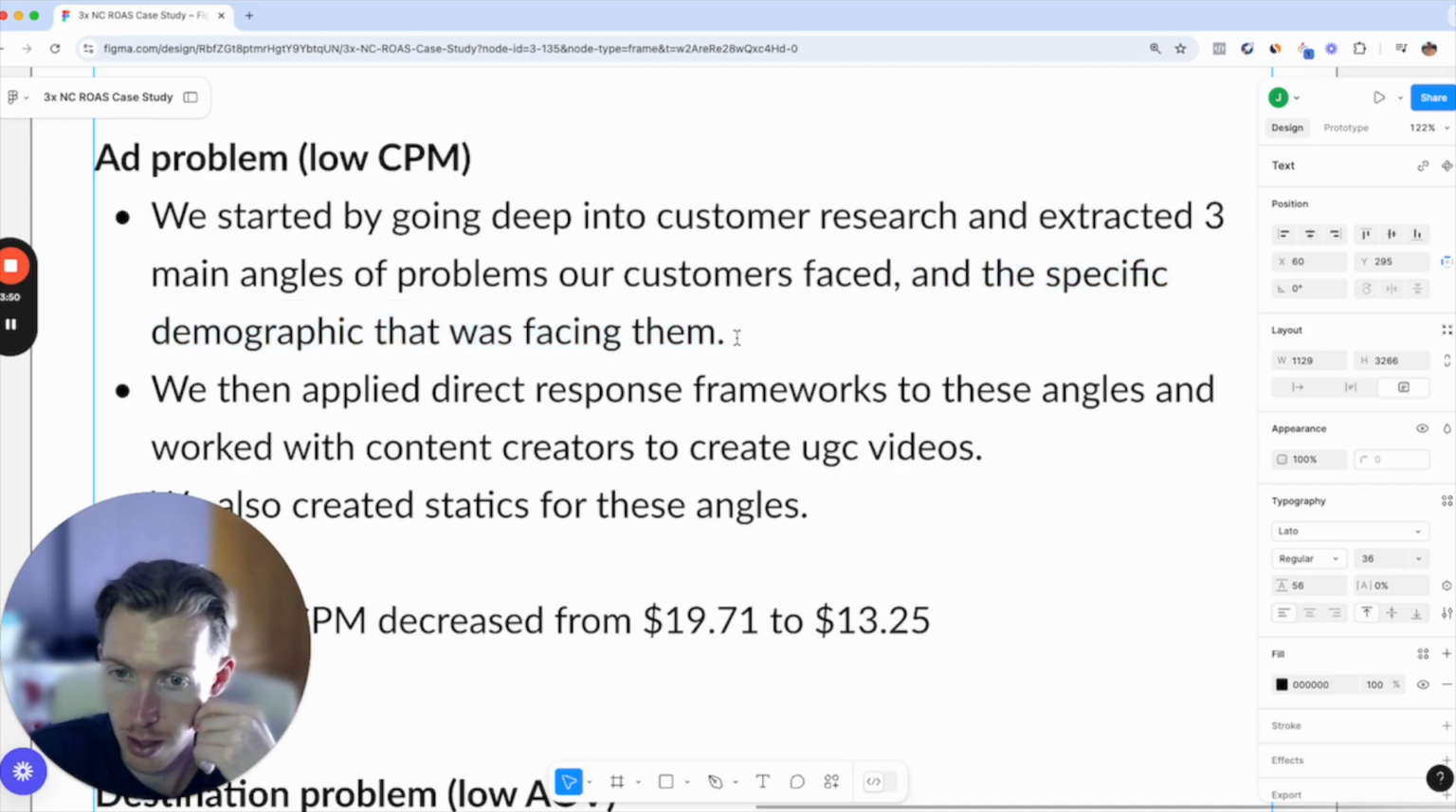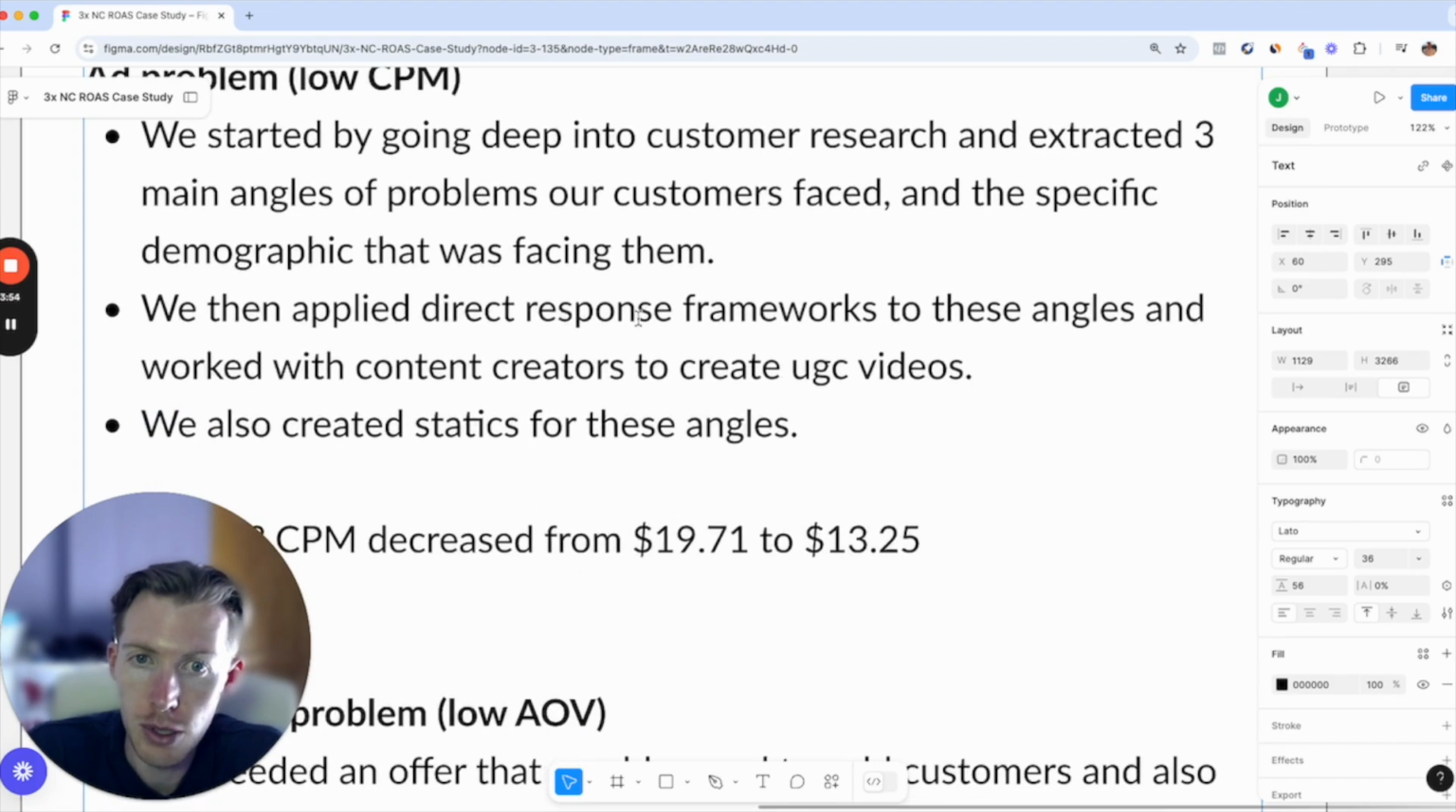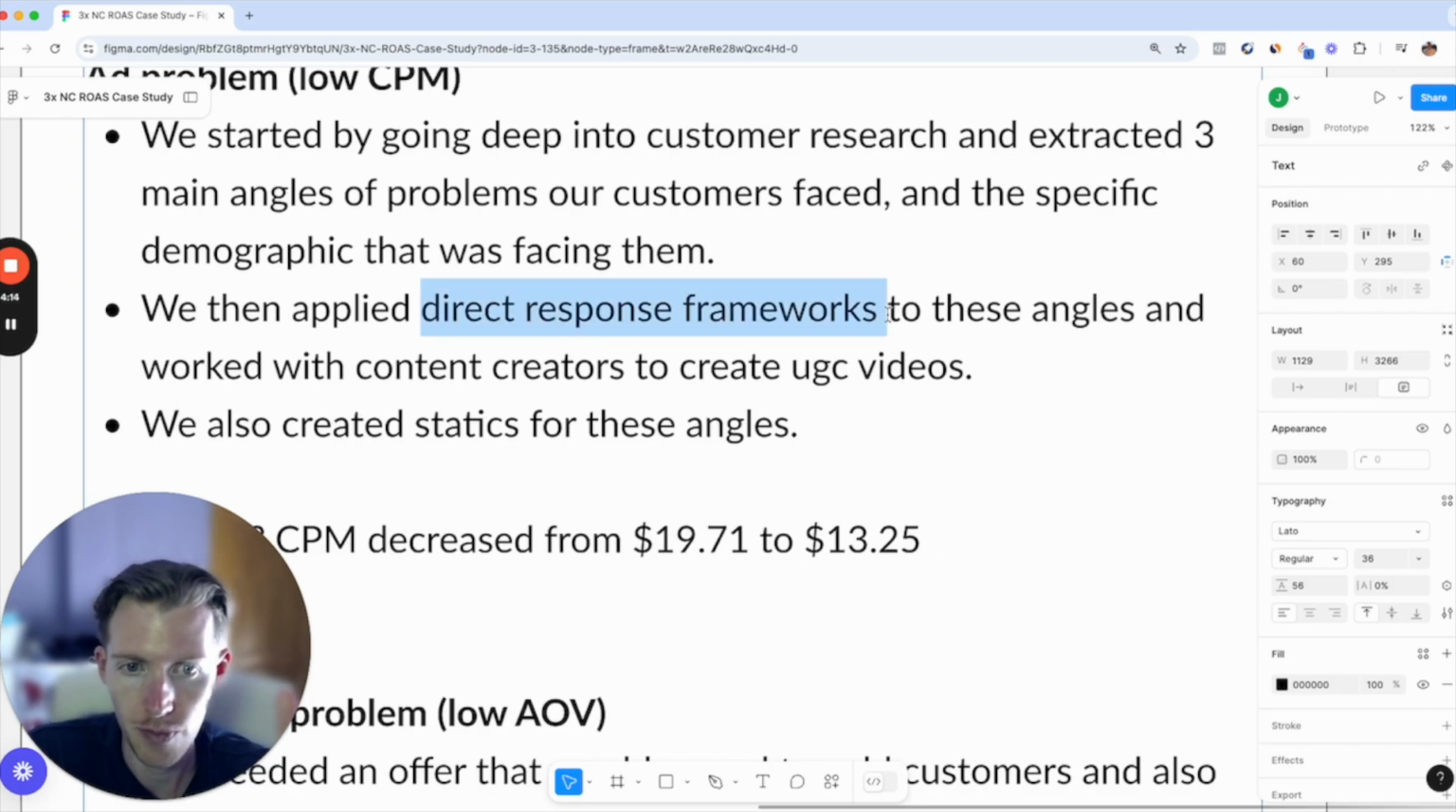older women, 40 plus. So with this in mind, we were able to craft much more compelling ad scripts, right? And find content creators that fit this demographic and that could speak to the same problems that our audience was facing. So then what we did was, with the scripts, we applied direct response frameworks. There's videos on my channel that cover these direct response frameworks that we use.